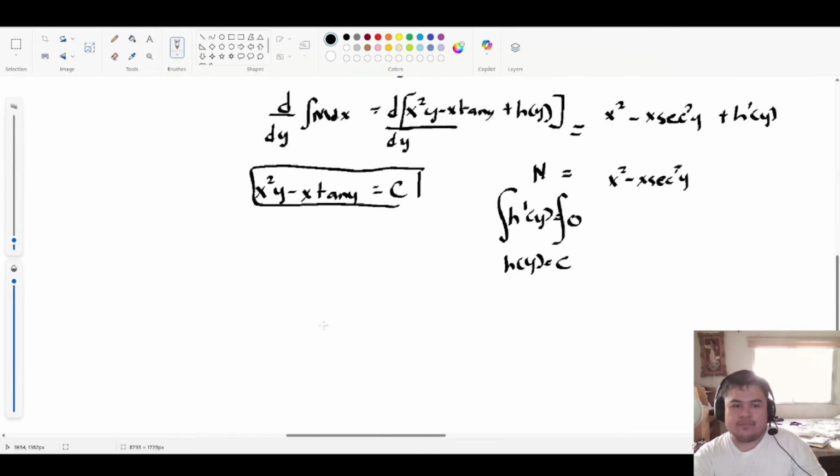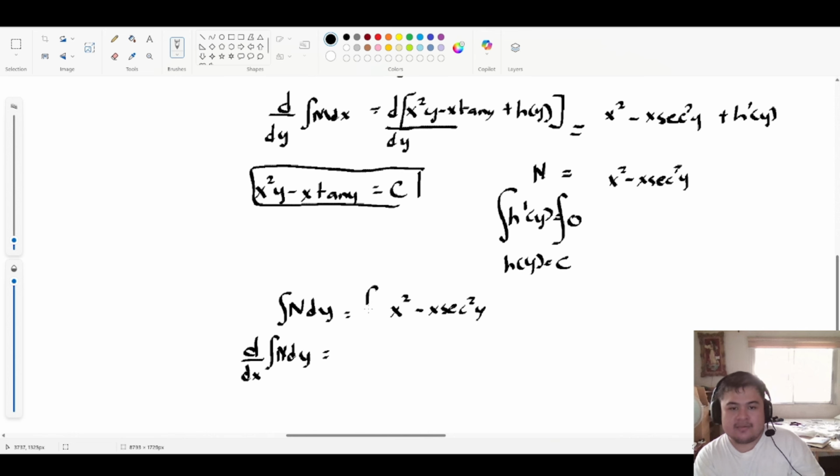Now for theorem 2, we're going to differentiate the left side, the right side. And we're going to integrate the right side, then differentiate the left side with respect to x. Okay, there we go. So what's the left side? We integrate x squared minus x secant squared y dy. We're only going to be looking at y only. So it becomes x squared y minus x tangent y plus g of x.